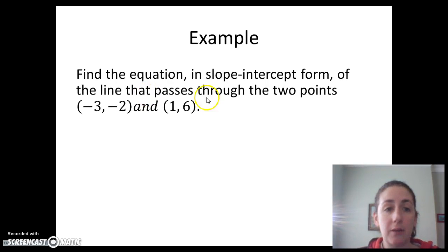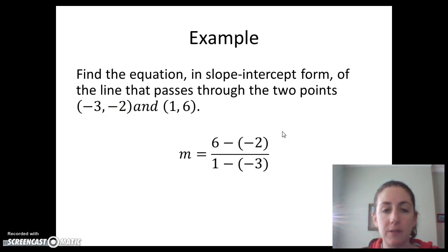So let's take a look at another example. Let's find the equation in slope-intercept form of the line that passes through these 2 points, (-3, -2) and (1, 6). To write the equation of the line, the first thing you need to have is a slope. So we have 2 points. Since the slope isn't given to us, we'll have to find it.